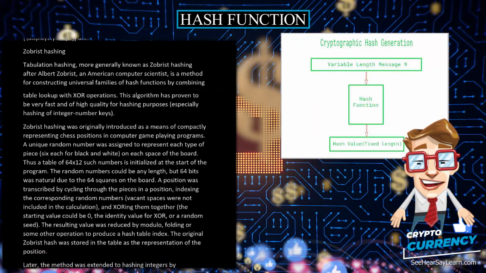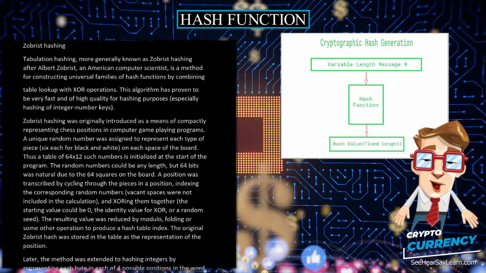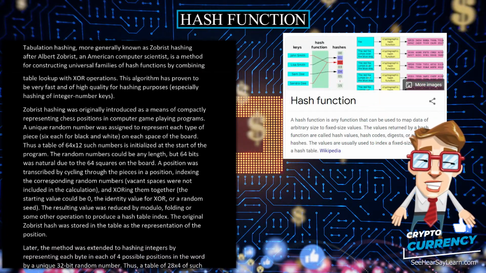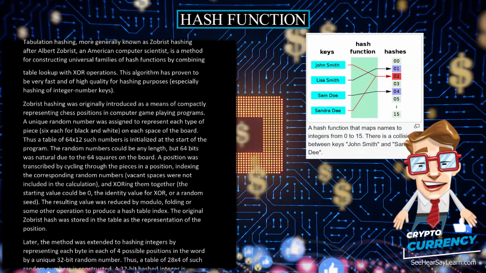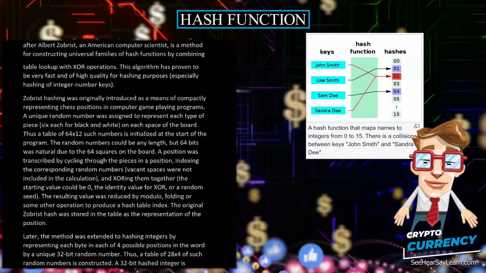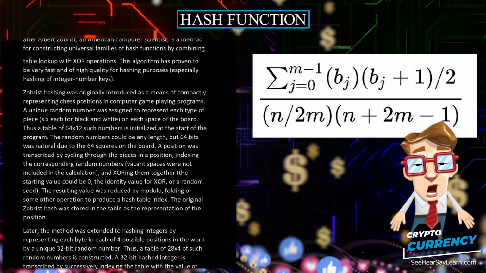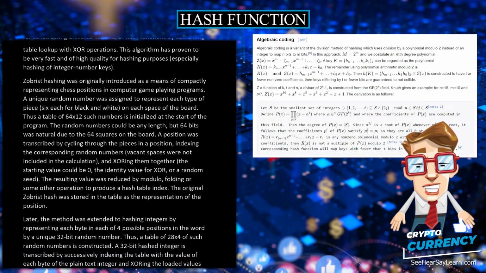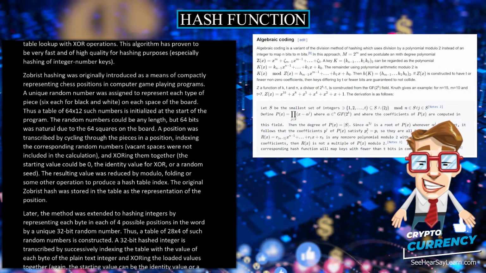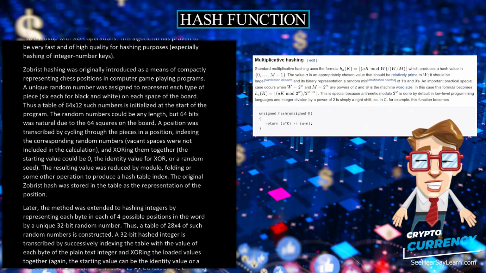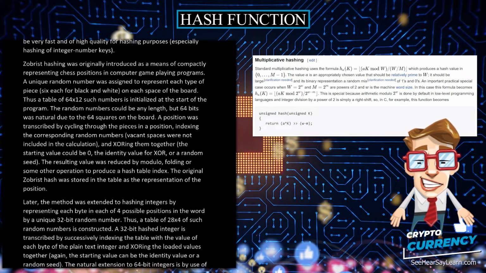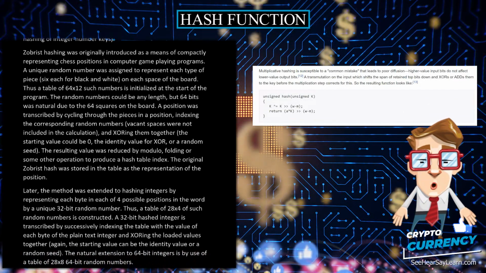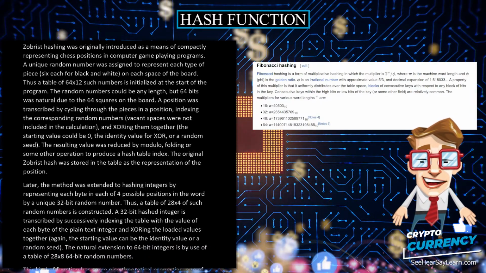The random numbers could be any length, but 64 bits was natural due to the 64 squares on the board. A position was transcribed by cycling through the pieces in a position, indexing the corresponding random numbers. Vacant spaces were not included in the calculation, and XORing them together, the starting value could be 0, the identity value for XOR, or a random seed. The resulting value was reduced by modulo, folding or some other operation to produce a hash table index. The original Zobrist hash was stored in the table as the representation of the position.